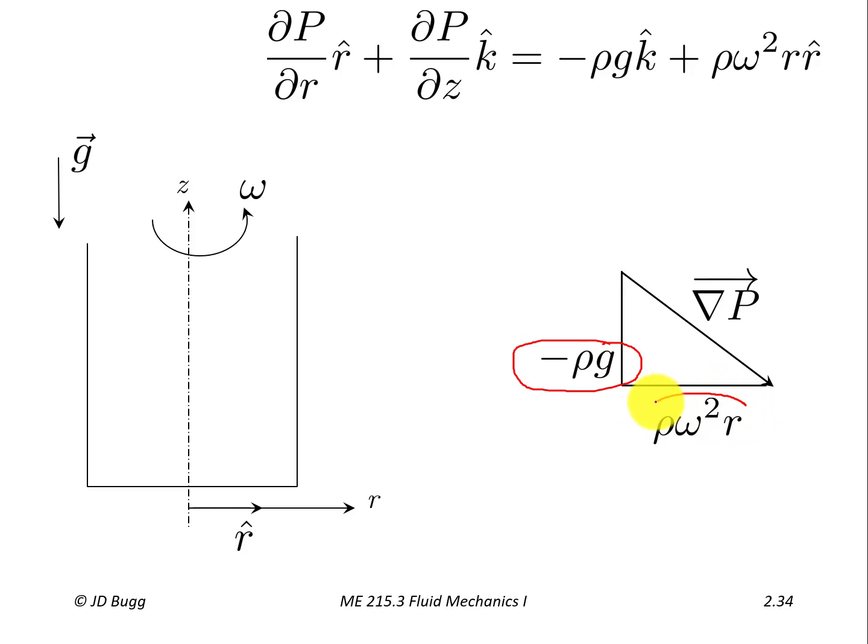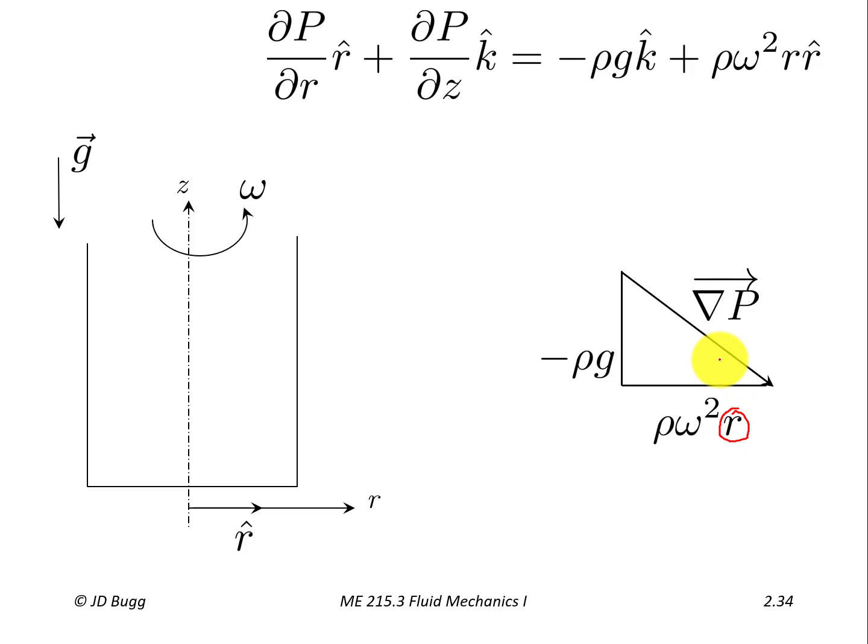However, notice the radial component does change as we move from place to place because of this. The rho and the omega are constant, but as we move around in this fluid, our r coordinate, or our distance from the axis of rotation, is changing.